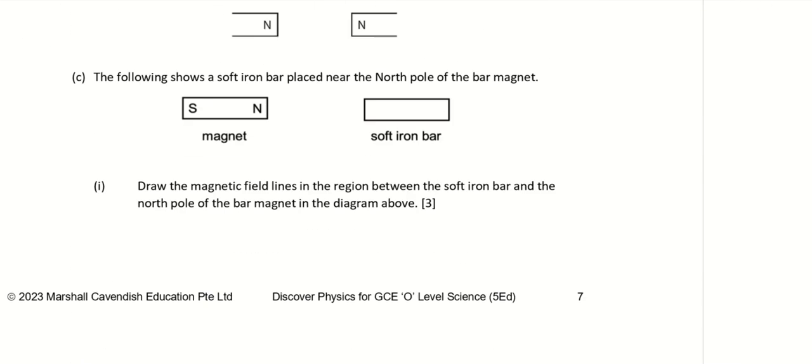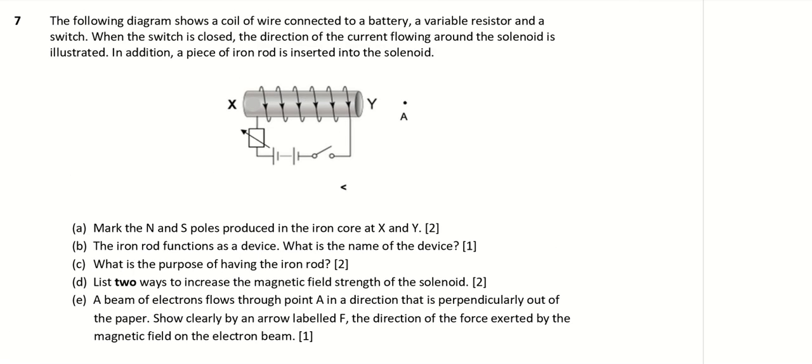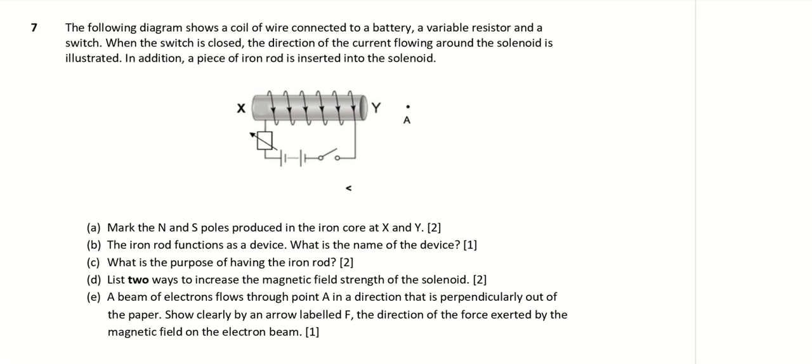The other question that I want you all to do was question 7. It shows a coil of wire connected to a battery, a variable resistor, and a switch. When the switch is closed, the direction of the current flowing around the solenoid is illustrated. Very good, they draw for us these arrows, but if there aren't any arrows drawn on this part, please draw them yourself. This is very important.